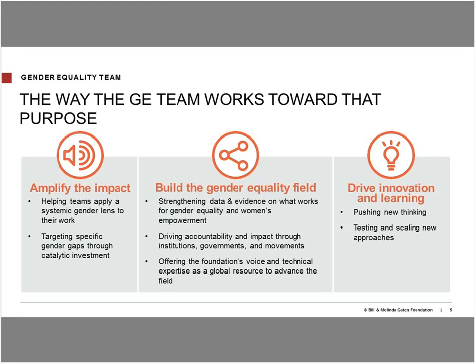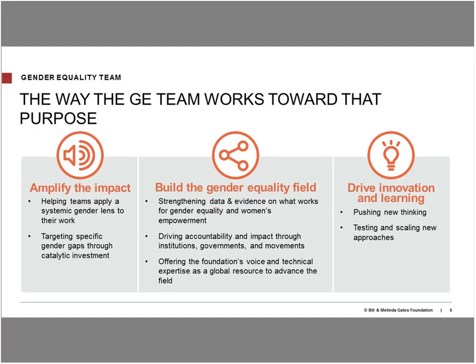And there's three main buckets of work that the GE team has in its remit. First is amplifying the impact of what the other teams in the Foundation are doing and targeting specific gender gaps. This is where our women's economic empowerment work falls in. They are also doing a lot of work to build the gender equality field, strengthening data and evidence, driving accountability and impact through global institutions and governments, and offering the Foundation's voice and technical expertise as a global resource.